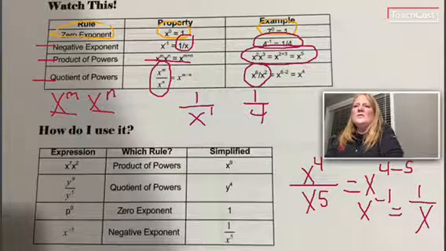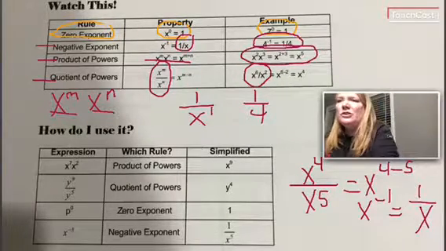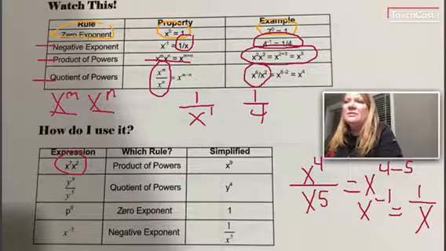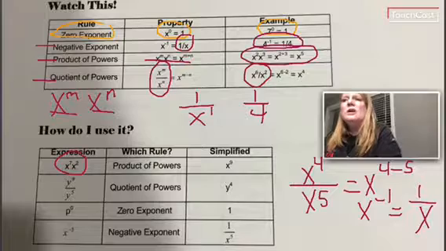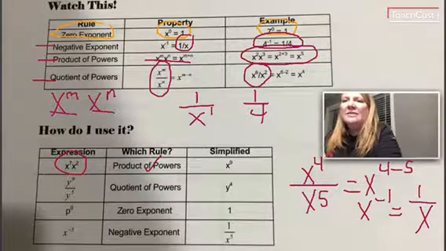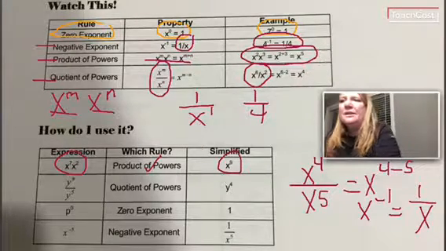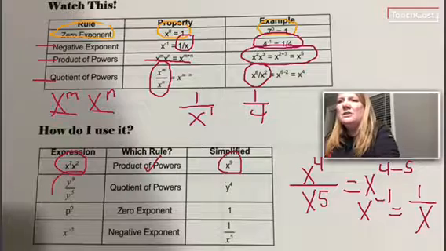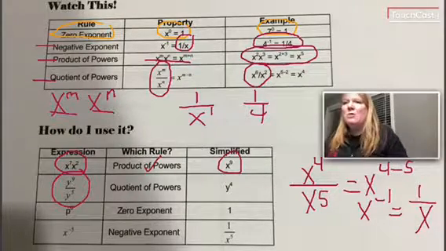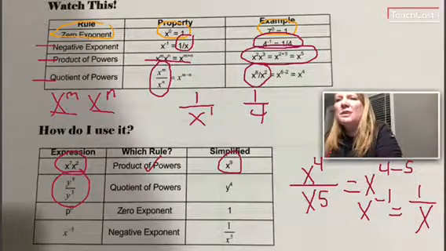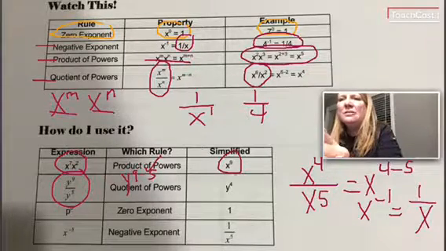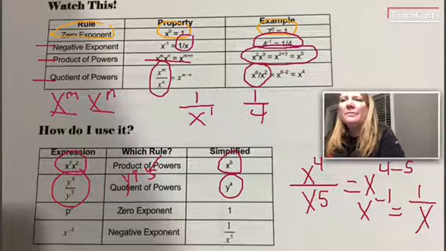Okay? So let's look at some examples where you use this. So here's an expression. x to the power of 7 times x to the power of 2. We'll use the product power. Because they're like bases, we just add. So it's x to 7 plus 2, which is the power of 9. Quotient powers, y to the power of 9 divided by y to the power of 5 just becomes y to the power of 9 minus 5, and that's how we get y to the power of 4.